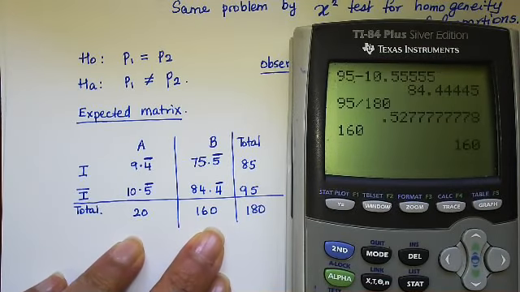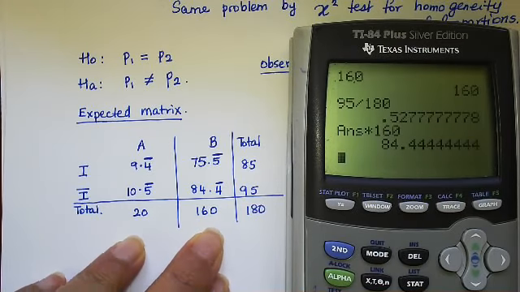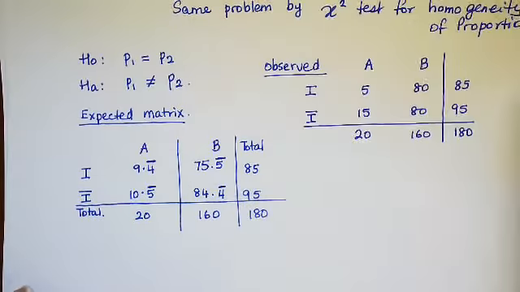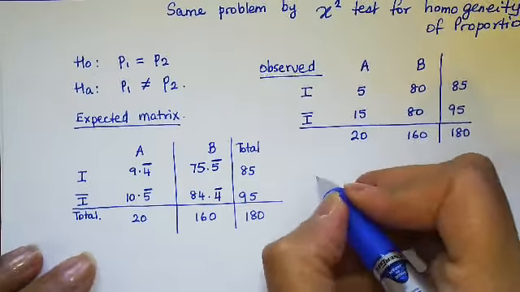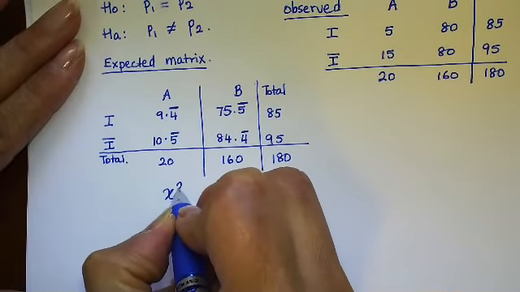95 divided by 180 times 160. Oops. 95 divided by 180 times 160. 84.4 repeating. Okay.